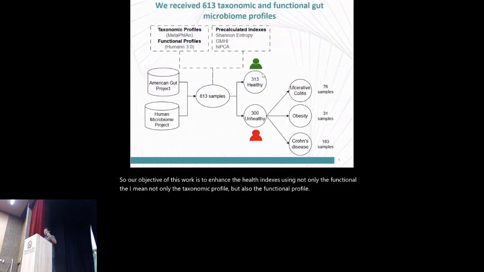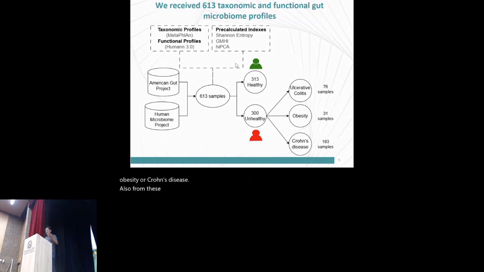In order to do this, we received 613 taxonomic and functional gut profiles. They were from two projects, the American Gut Project and the Human Microbiome Project. From these samples, we had 313 healthy samples and 300 unhealthy samples. Unhealthy meaning that they had either of these three diseases, which are ulcerative colitis, obesity, or Crohn's disease. Also, from these samples, we already have the pre-calculated taxonomic profiles and functional profiles, as well as some of the health indexes I previously mentioned.